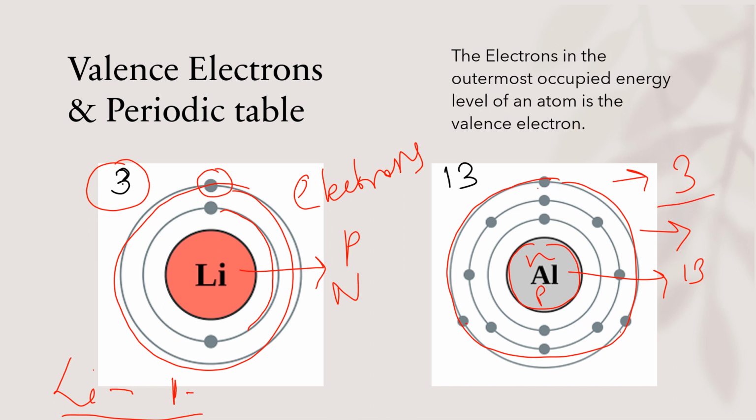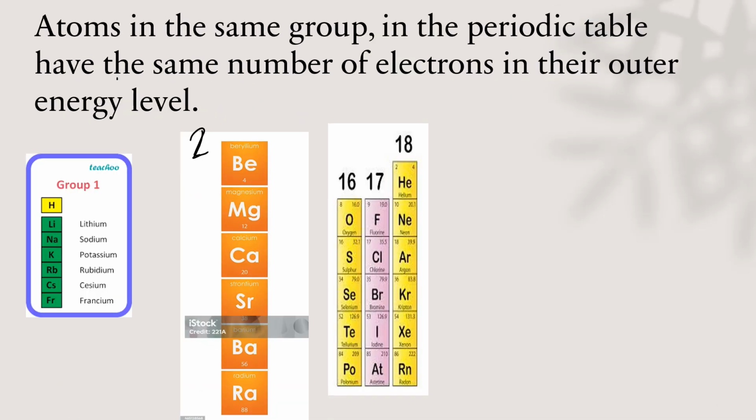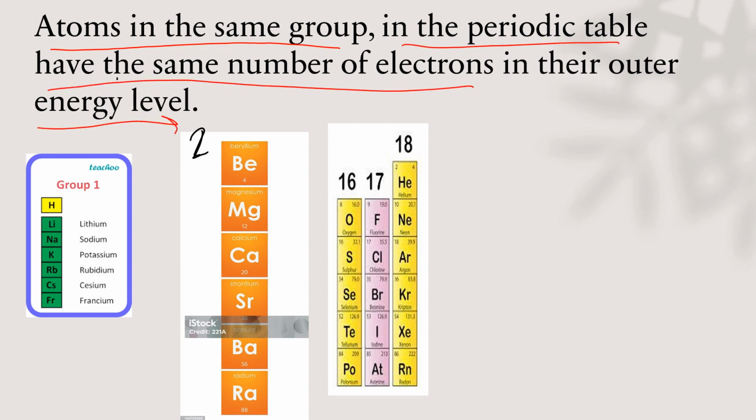These valence electrons are important since these are the electrons which take part during chemical reactions, and the arrangement of the electrons in the outermost occupied energy level will determine the properties of elements. Atoms in the same group in the periodic table have the same number of electrons in their outer energy level. It means the atoms in the same group have the same number of valence electrons.